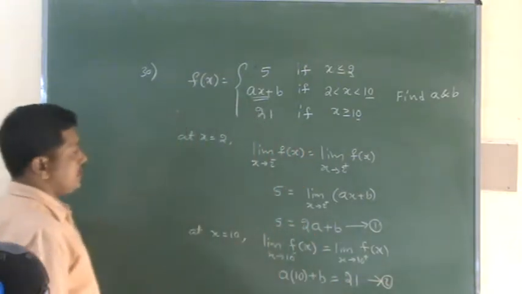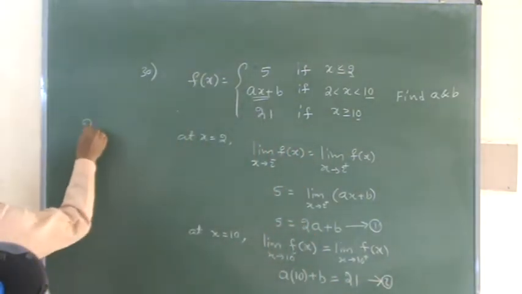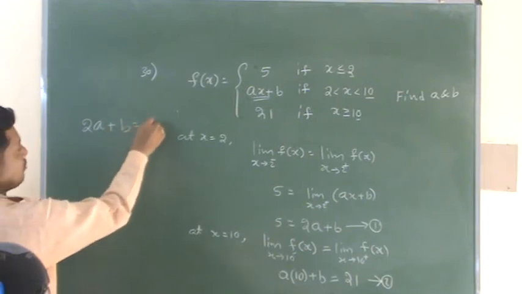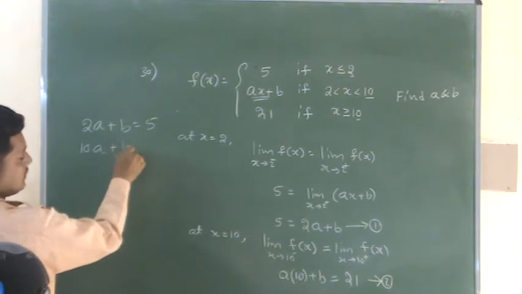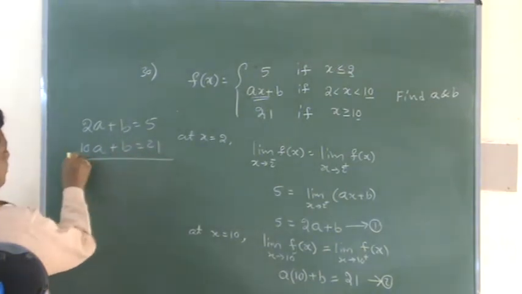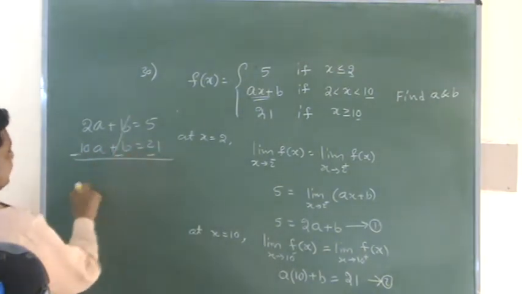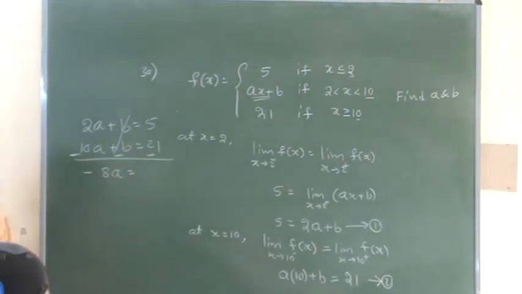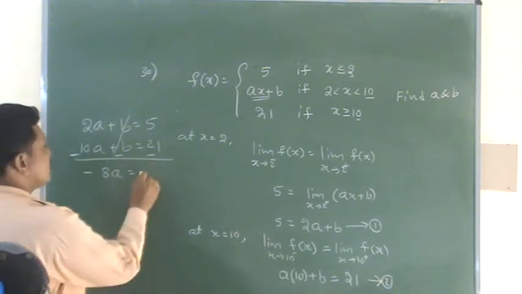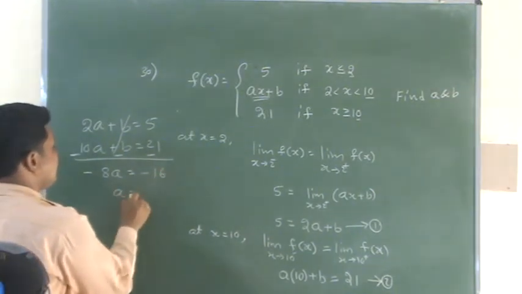Now I want to simplify the two equations. What is the first equation? 2a plus b is equal to 5. And the second equation, 10a plus b is equal to 21. Subtract, b cancels, minus 8a is equal to, by removing this we get minus 16, right? So minus 16, so a is equal to 2.